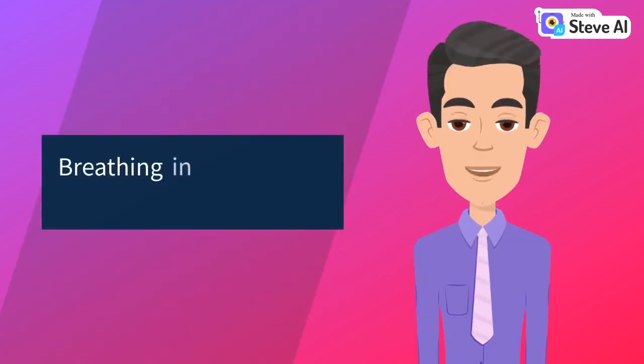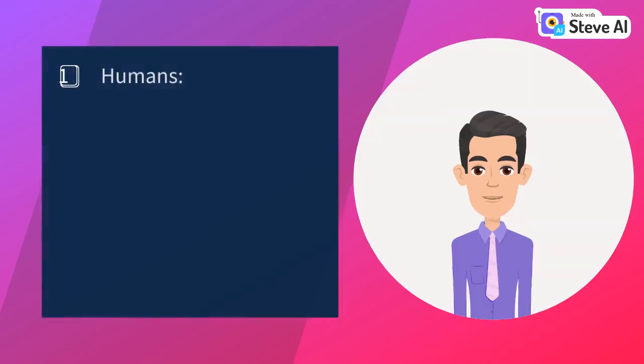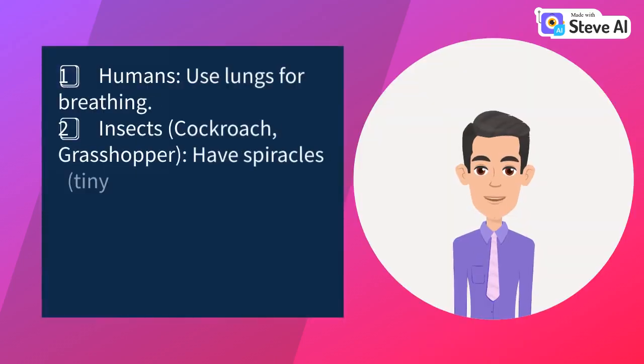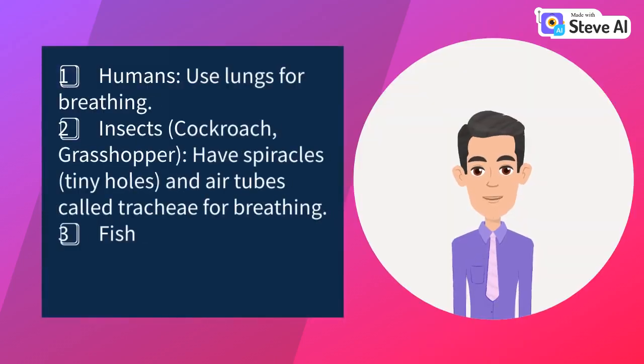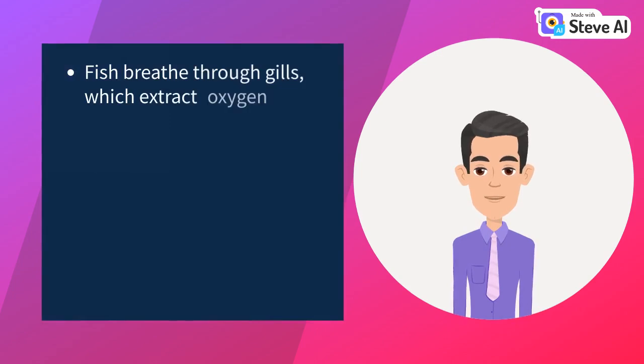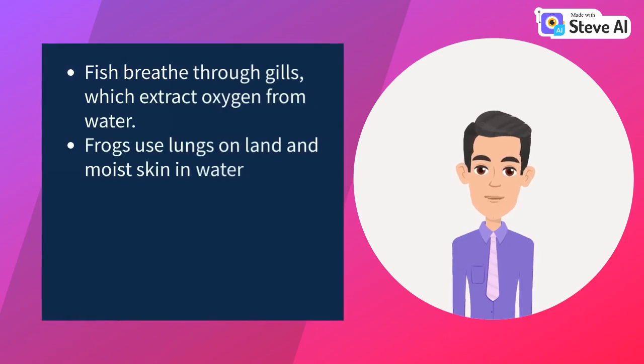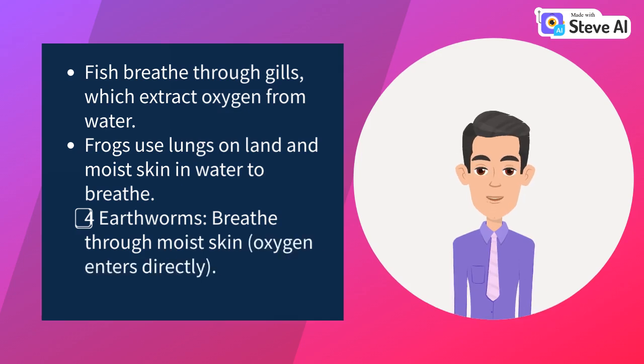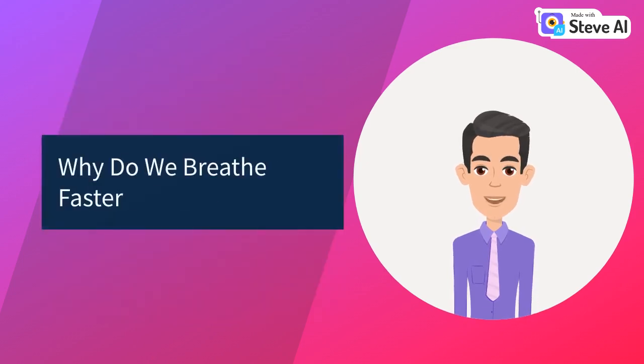Breathing in different organisms. Humans use lungs for breathing. Insects, cockroach, grasshopper, have spiracles, tiny holes, and air tubes called trachea for breathing. Fish and amphibians. Fish breathe through gills, which extract oxygen from water. Frogs use lungs on land and moist skin in water to breathe. Earthworms breathe through moist skin. Oxygen enters directly.